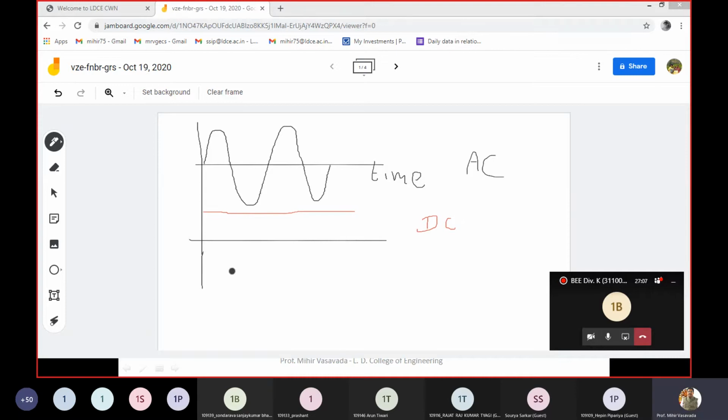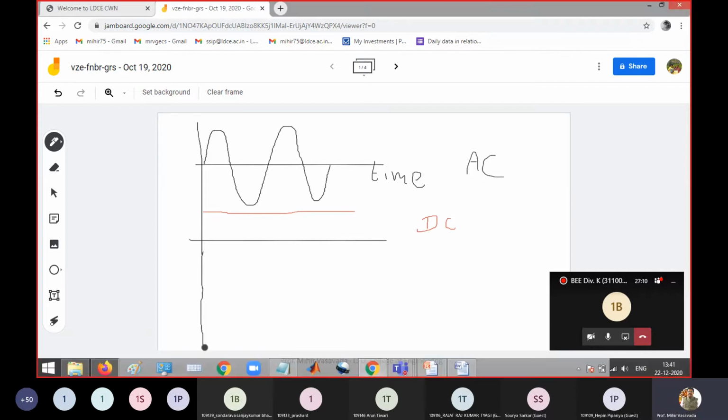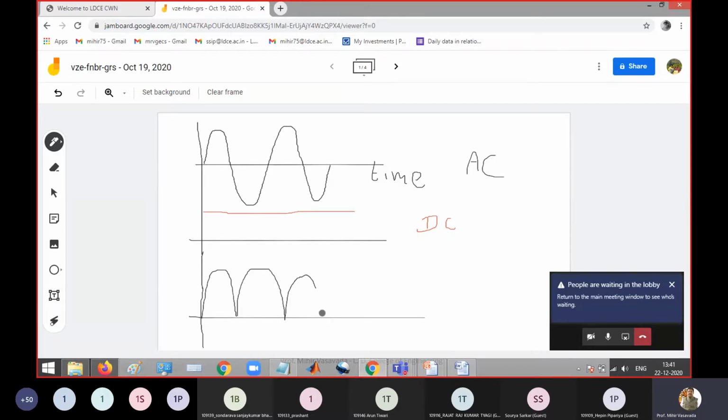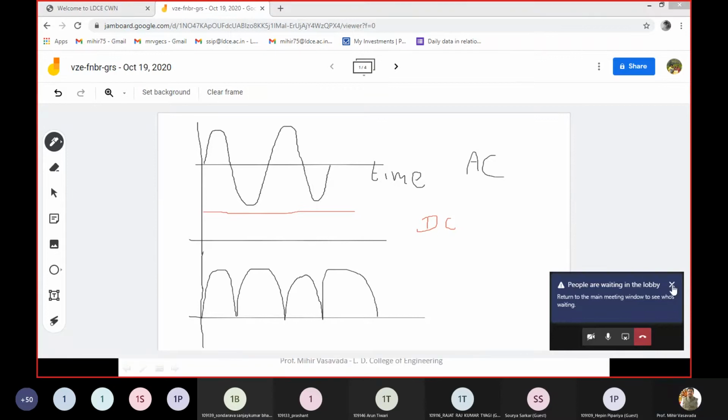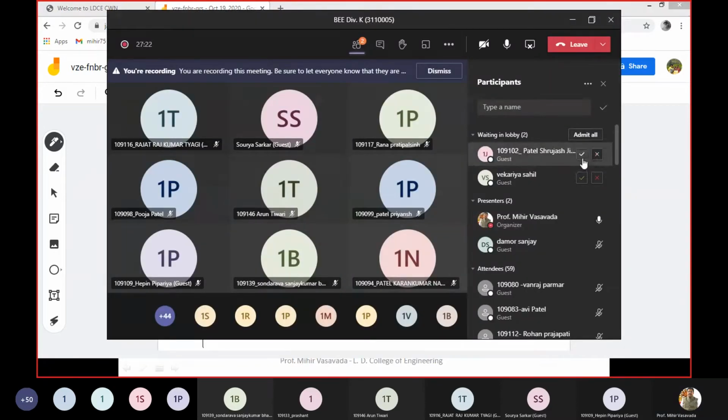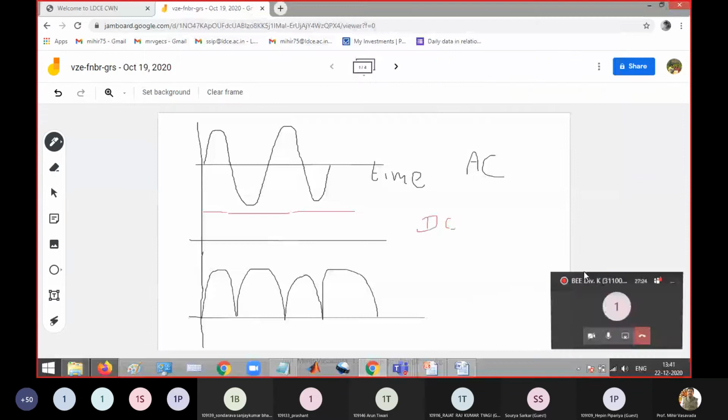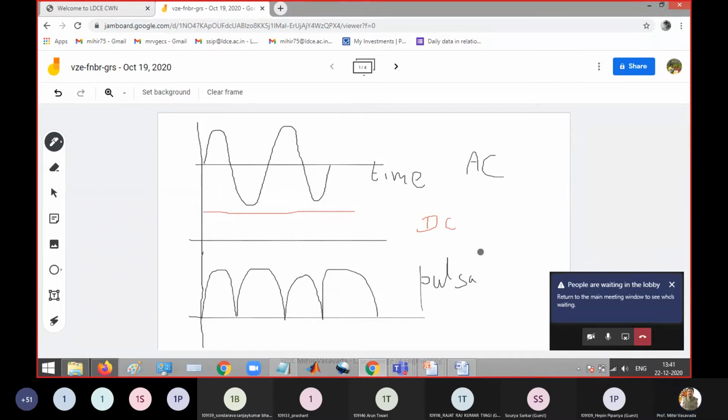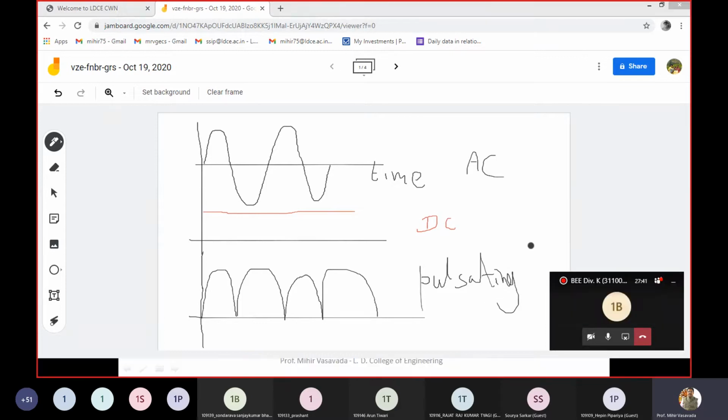Now, what is the difference? The third one, if I want to draw, I will also draw the third one, and that is known as this. Can you name this? Anyone name it? Is it possible to name? What is this? This we can call pulsating DC or pulsating current, right? Now, what is the difference between these three?